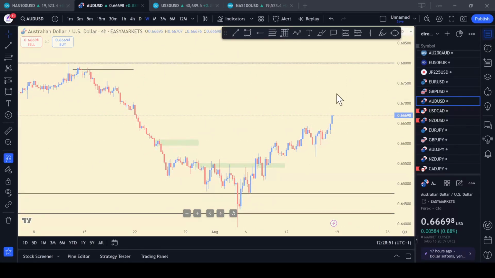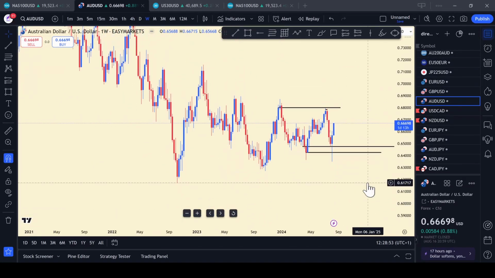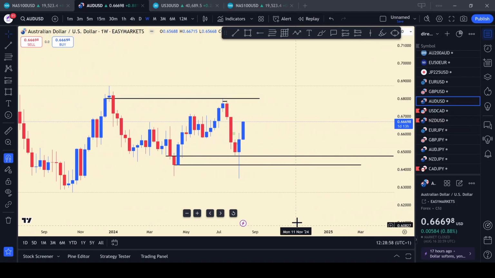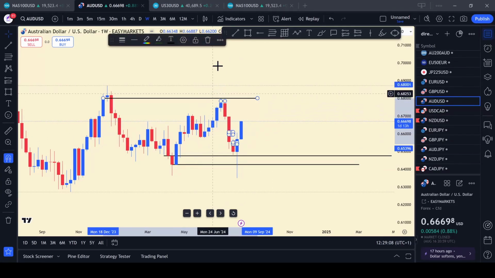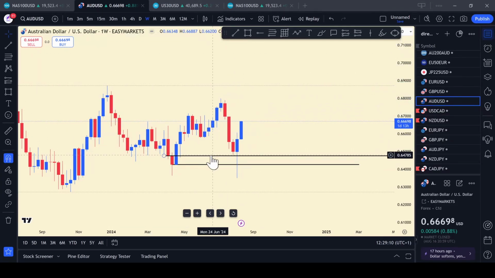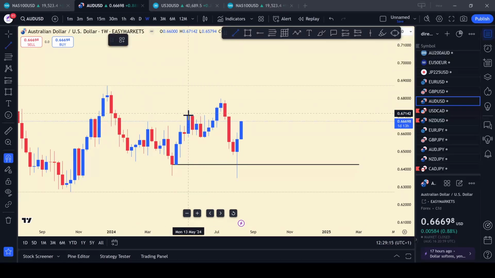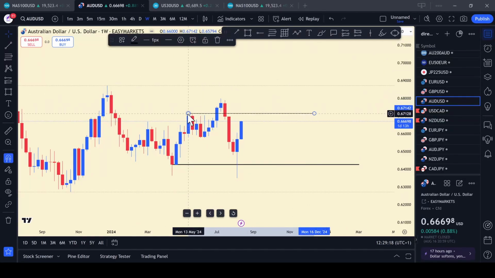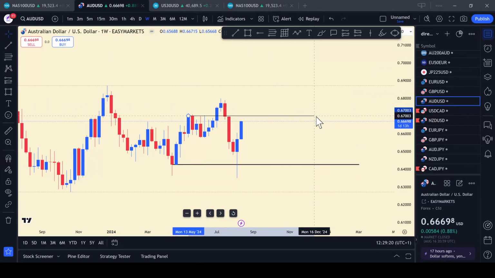Aussie dollar. So Aussie dollar, if you can see, I think the last time I analyzed this, we talked about this. Price came back down here. We rejected. So where are we heading to? Let me take off this. So in this case, our first target will be here. Our first target will be here. Then the next target will be here.